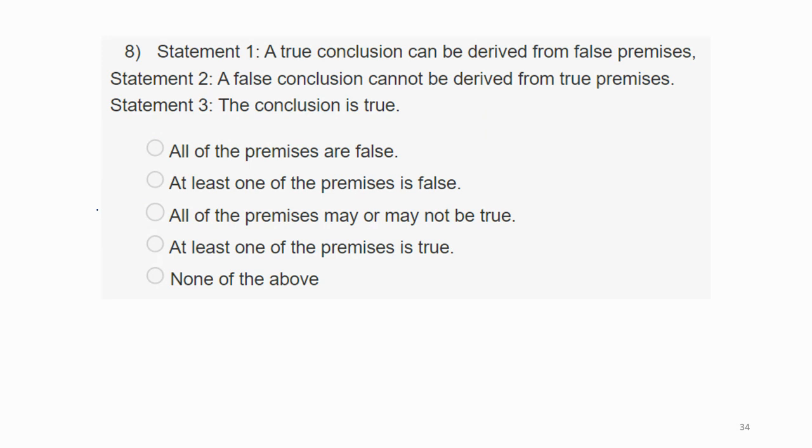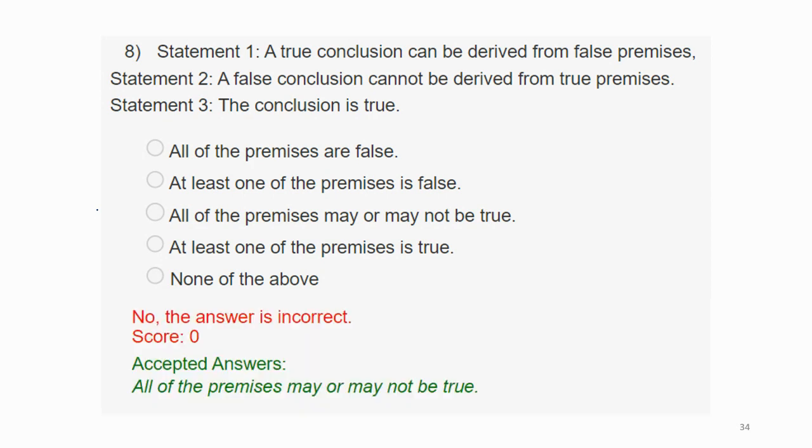A true conclusion can be derived from false premises. That's the first statement. The second statement is a false conclusion cannot be derived from true premises. And the last one is statement three is true. Then we have to come to a conclusion about which of these statements are true and false. We had a relationship discussed earlier: all the premises are false, at least one of the premises is false, all the premises may or may not be true, at least one of the premises is true, and none of the above.